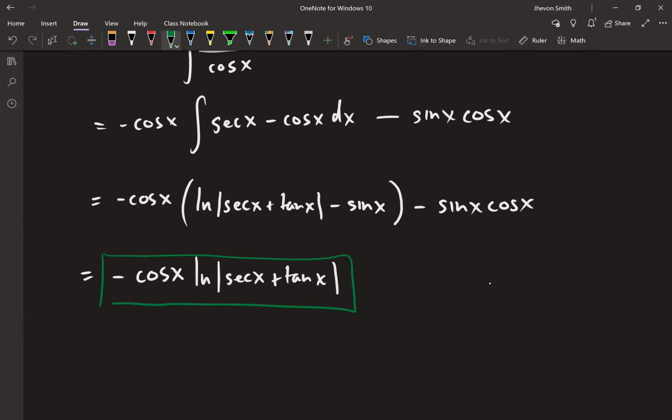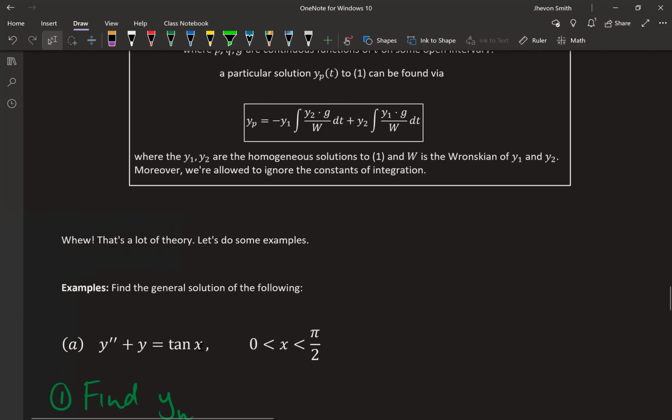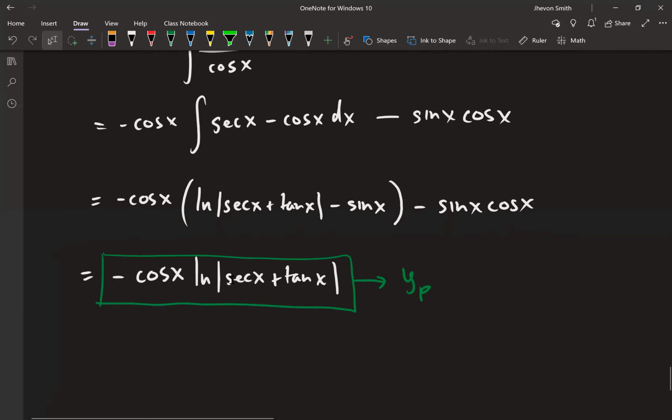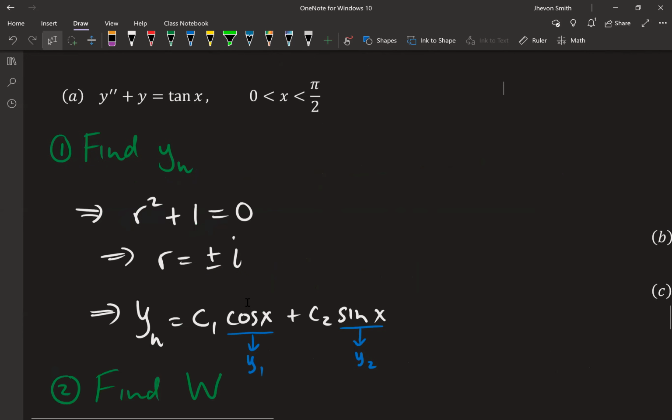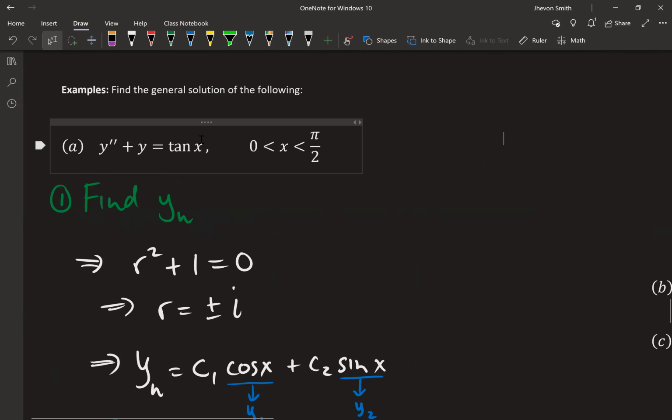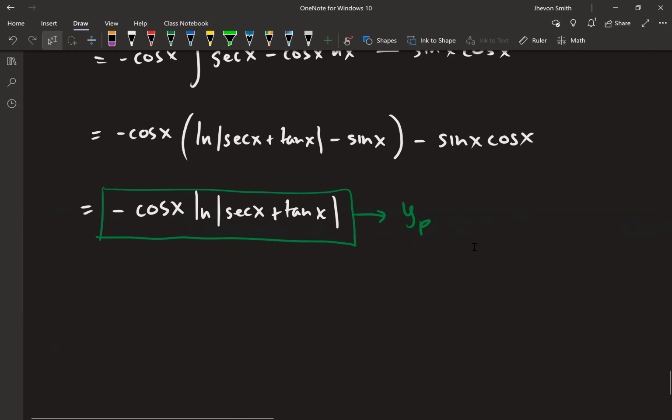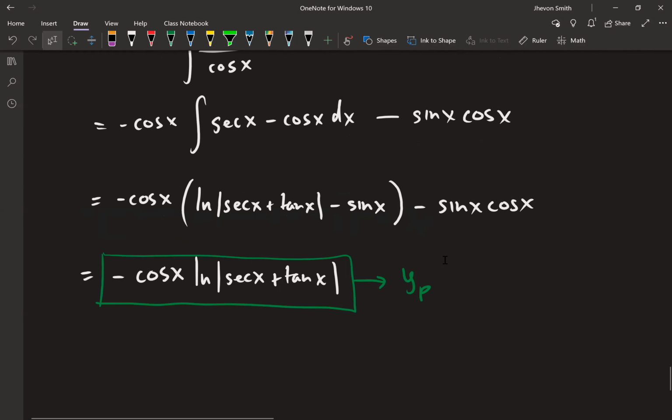So that's a particular solution. That guy is going to solve the non-homogeneous ODE. If I take this guy and find the second derivative and then add it to the original function, it will actually simplify to tangent x. We have just found a particular solution. How do you know that's a particular solution? Linear algebra tells me that's the particular solution. Okay. So that's actually your particular solution.